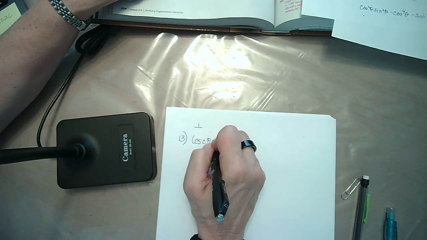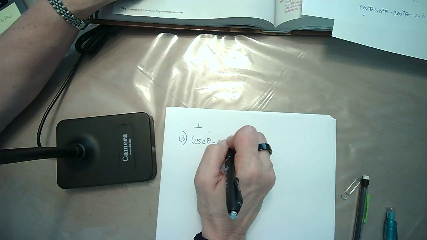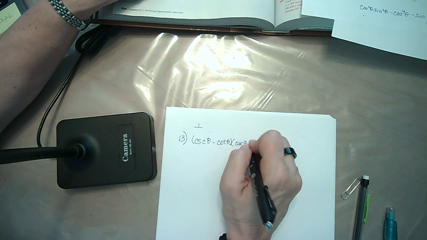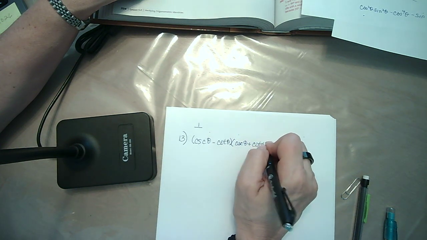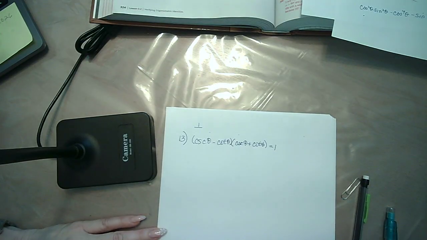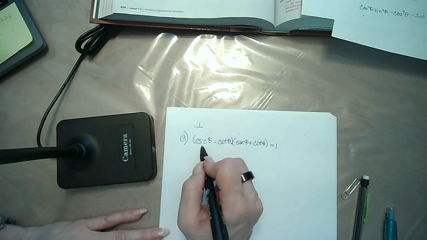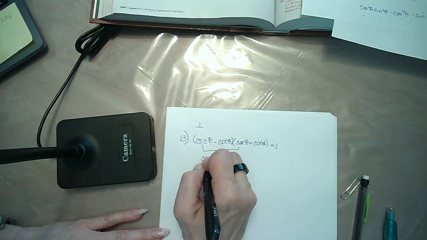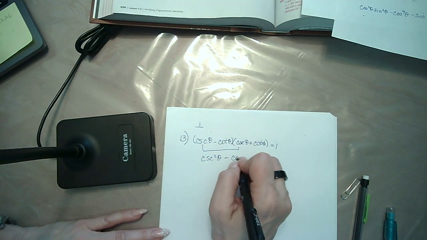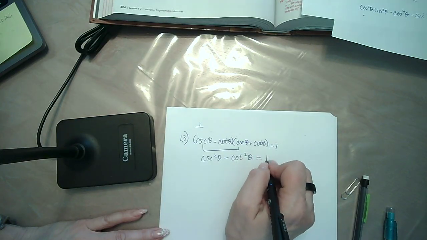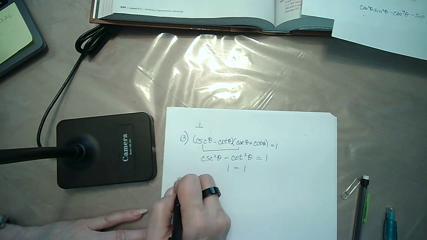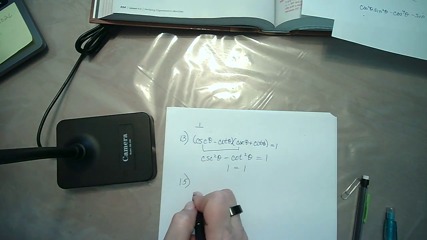So let's go to 13: minus cotangent theta times cosecant theta plus cotangent theta equals 1. Okay, I have conjugate pairs there, so I'm just going to FOIL those out. It's going to be the first squared, which is cosecant squared theta, minus this squared, and that is the identity. That one was an easy one. Cosecant squared minus cotangent squared is the actual identity, 1 equals 1. That was no problem. Let's go to 15.